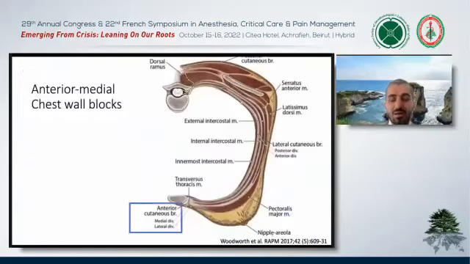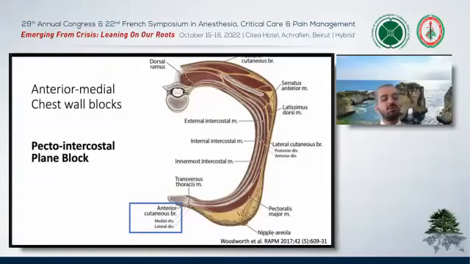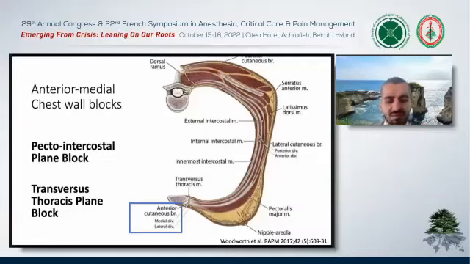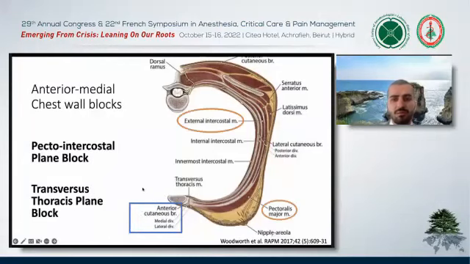And the last two blocks I want to talk about are anterior medial chest wall blocks, which are the pectointercostal fascial plane block, which is a block between the pectoralis major muscle and the intercostal muscle, and the transverse thoracic plane block. It is the continuation of the innermost intercostal muscle anteriorly, which we call the transverse thoracic muscle, and we just put the local anesthetic deep to it. The main goal of these is to cover any sternotomy incision pain from cardiac surgeries that hasn't been covered by PEC1, PEC2, or SAP. We can cover it by these types of blocks.